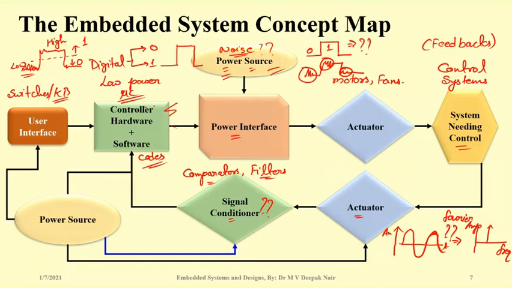Now, how many such frequencies or signals are needed to generate a square wave? How many different frequencies or signals are required to generate a square wave, if I say pure square wave? Any idea? Infinite.